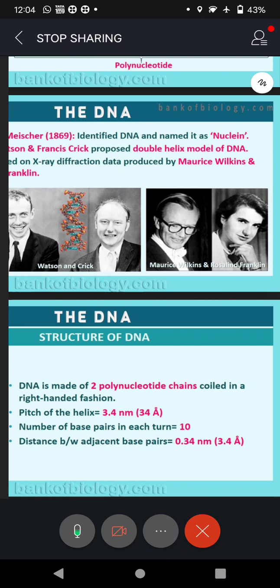We are all boasting of ourselves with the electron microscope, nanotechnology, stem cell technology. But look at that, 1869. That's how you should appreciate. What about Professor Watson and Professor Crick?